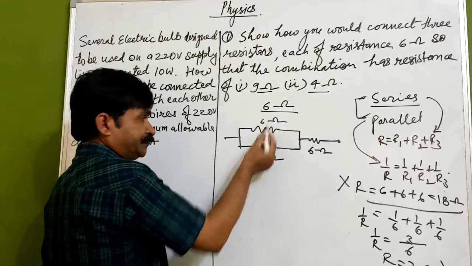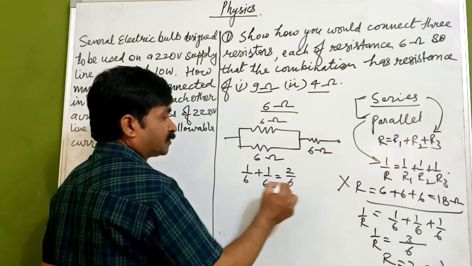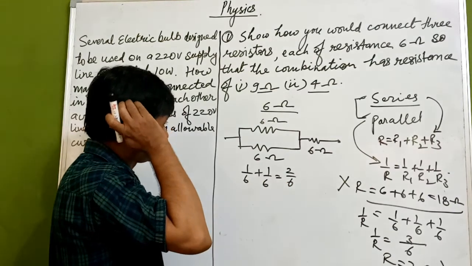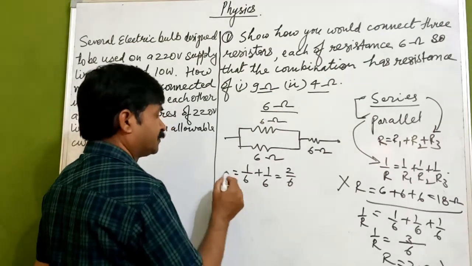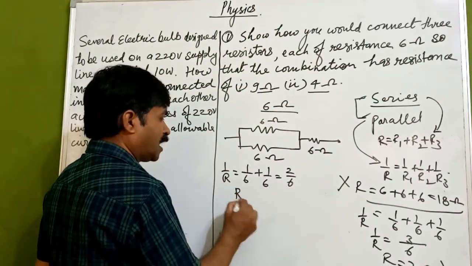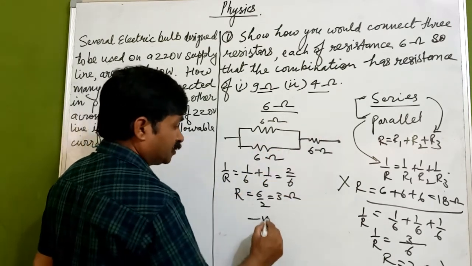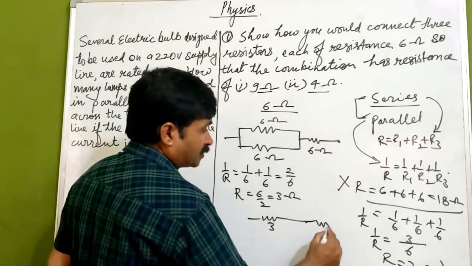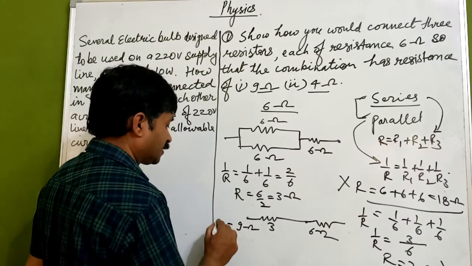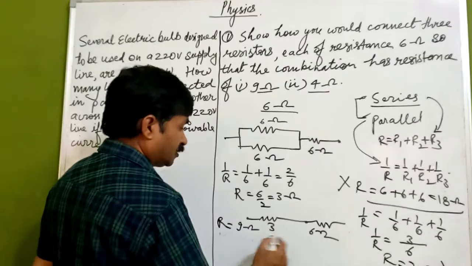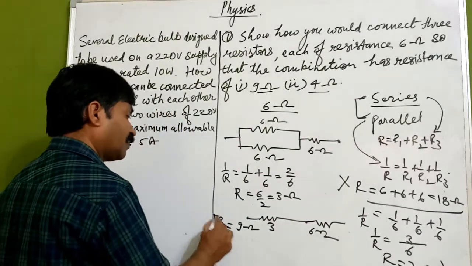Now here 1 upon 6 plus 1 upon 6 will give 2 upon 6. And 2 upon 6 means R equals 6 upon 2, that is 3 ohm. Means here 3 ohm plus 6 ohm. So finally 3 ohm plus 6 ohm is giving us 9 ohm. So the final answer which we are getting, both are in series. So it is 3 plus 6 ohm. It is going to be equal to 9 ohm. Means we have got the answer.